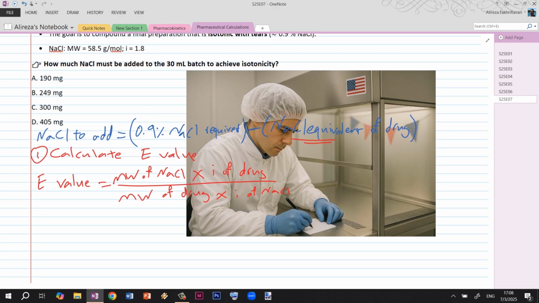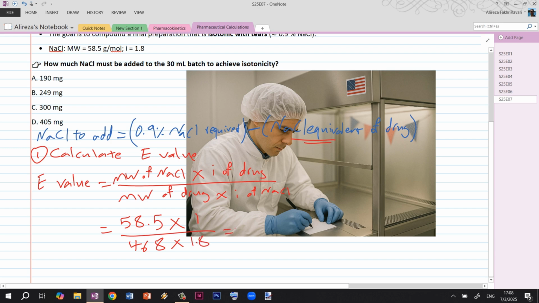And essentially these values are given to you. So the molecular weight of sodium chloride is 58.5 and I of tobramycin is 1, and then in the denominator you have molecular weight of the drug, for tobramycin is 468, and I of sodium chloride is 1.8. When you plug this into your calculator you should get approximately 0.069. And what this means is that 1 gram of tobramycin produces the same osmotic pressure as 0.069 gram of sodium chloride. So this is the E-value.